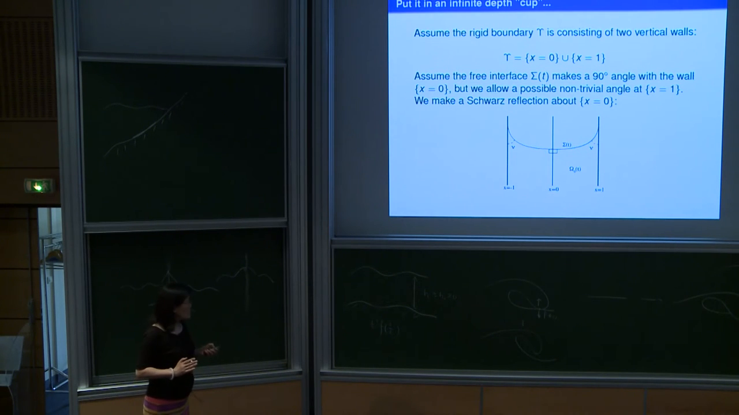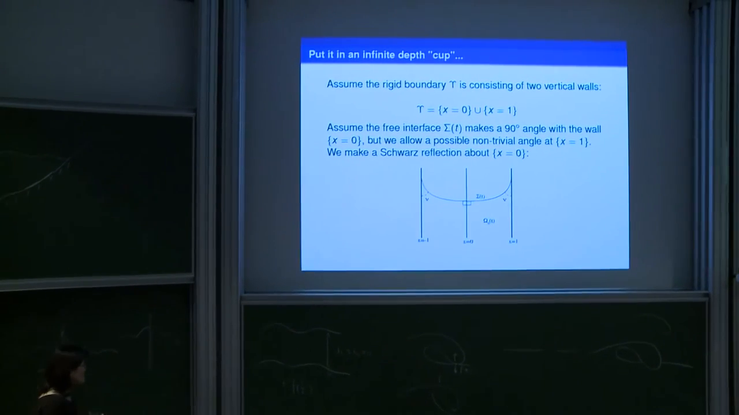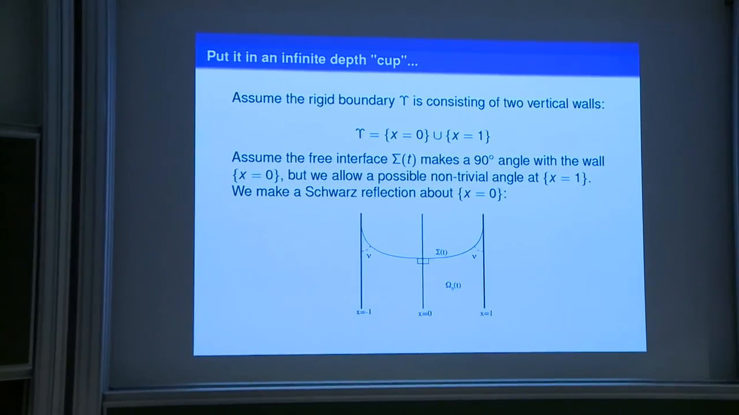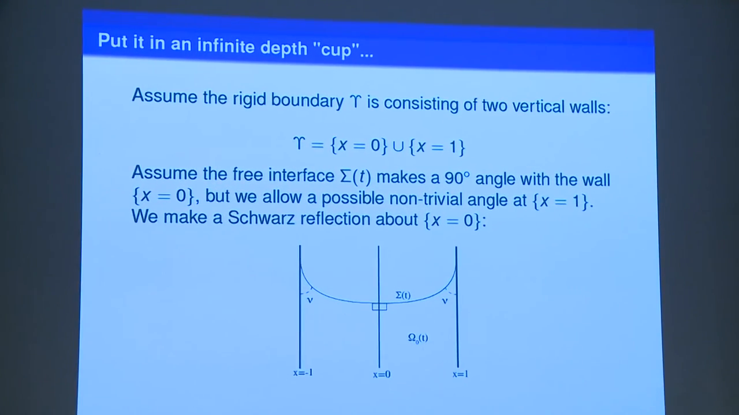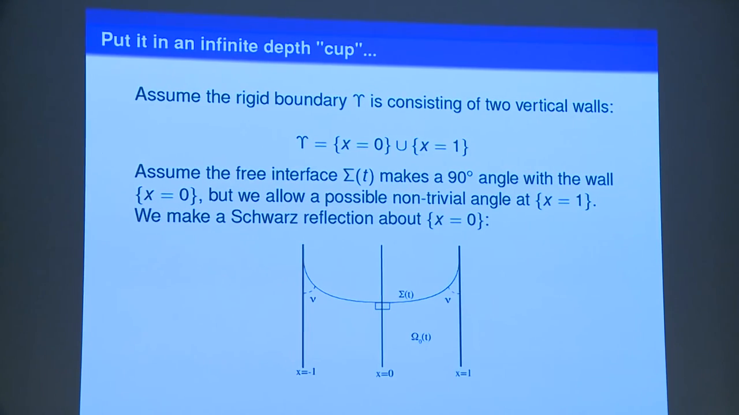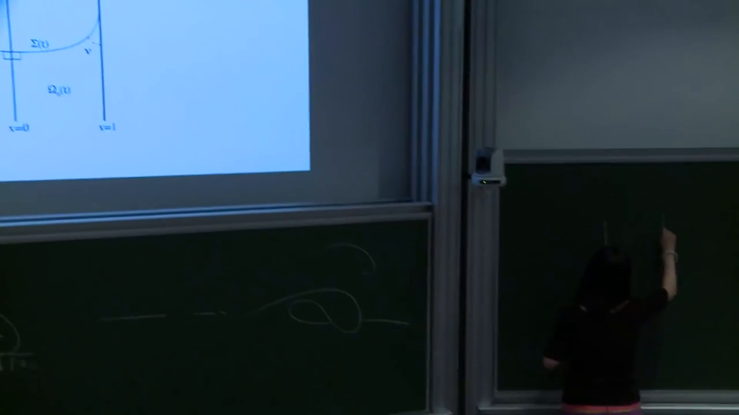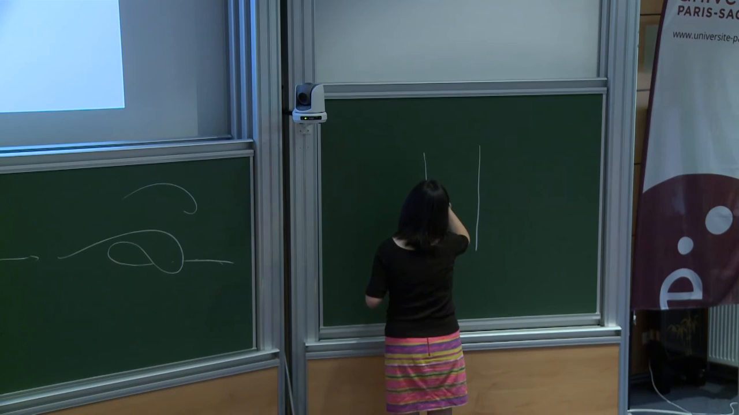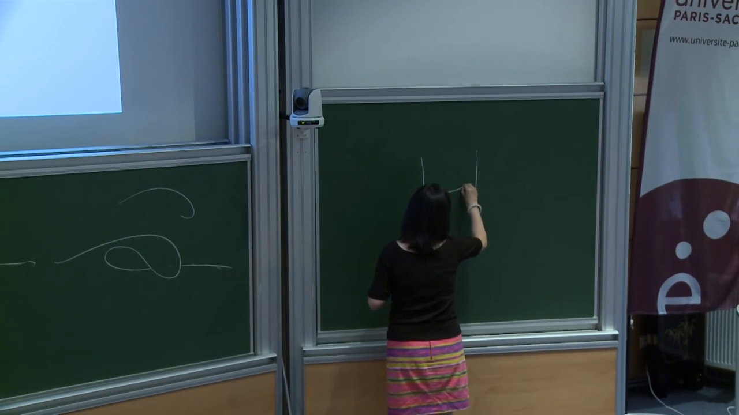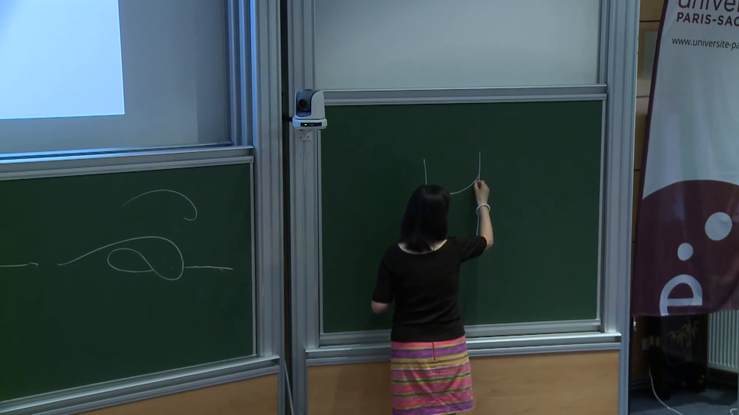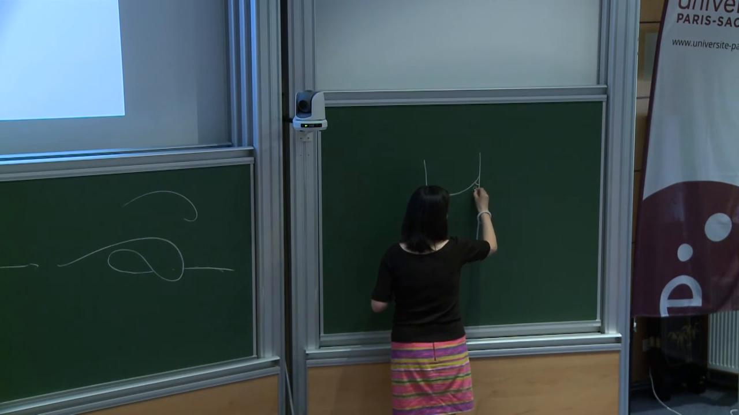Okay, so to make the problem easier, I told Rafe, why don't you just assume there's only one angle. So you have a cup, you have two sides, and you can reflect on both sides. Let's assume that one side is a 90 degree angle and the other side is not 90. So just try to understand what type of angle this can be.